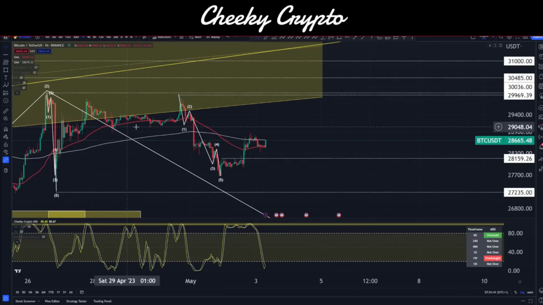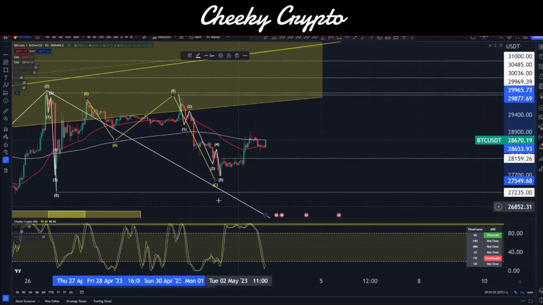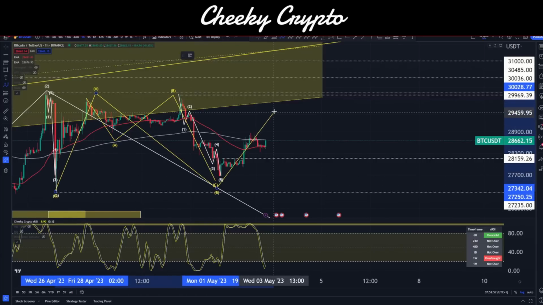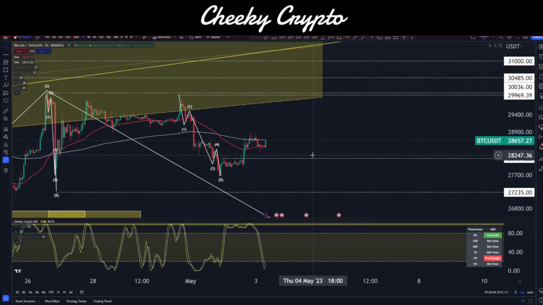Now, it's possible that this is all a part of a bigger corrective play, so we want to be aware of that. We could be looking at an irregular flat right in here, like this. That's a possibility, which still means we're in this sideways trade from down here, like this. It's all still possible, but for now we hope to stay below, and we should stay below within structure of 29,969. That's the key number there.